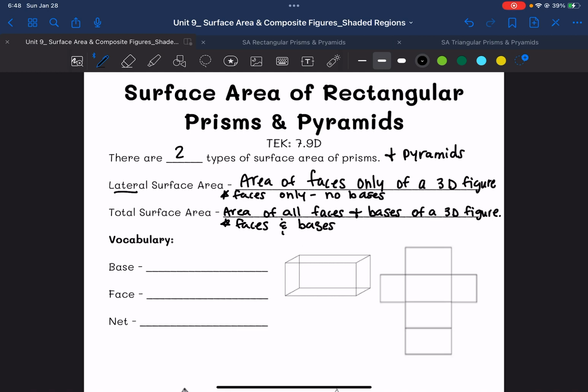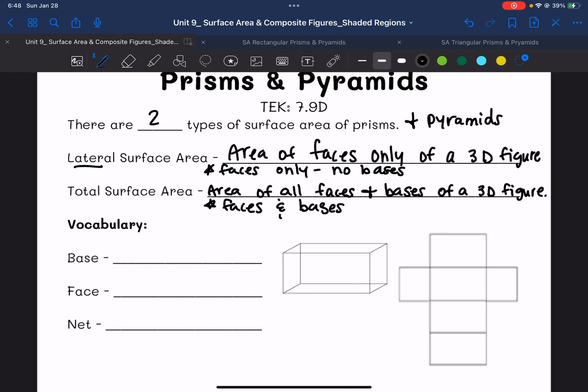Okay. Alright, so here, let's go ahead and continue. Alright, so vocabulary, we have rectangular prisms. This is what we're going to be talking about today. Now, rectangular prisms have two bases, and rectangular pyramids have one. Okay? Now, a face is just a side.